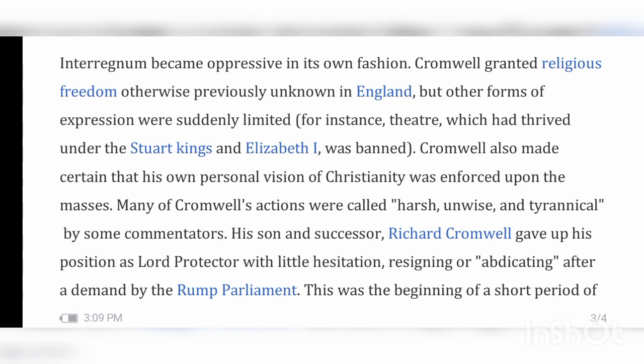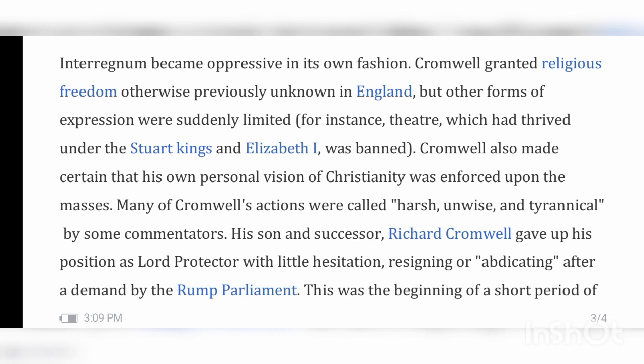So, in the time of Oliver Cromwell, the theatre was banned. People couldn't go to the theatre because Oliver Cromwell thought that the theatre was a bad habit or bad manners that people shouldn't take part in.